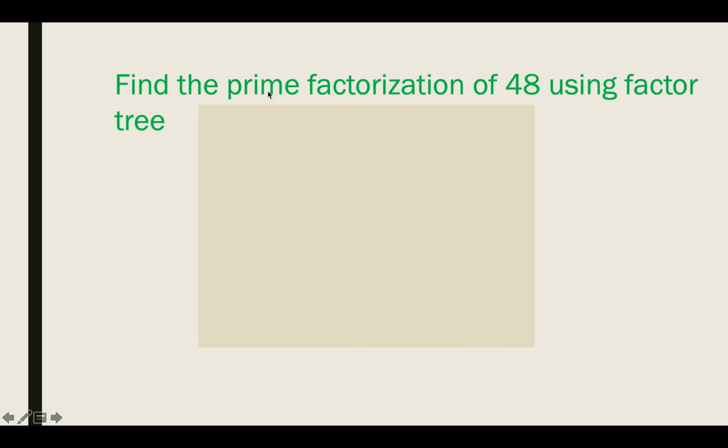Let's see some examples. Find the prime factorization of 48 using a factor tree. So for 48, take the factors of 48. I'm going to take 8 and 6. Now 8 and 6 are not prime numbers, so I need to find the factors of 8 and 6 again.